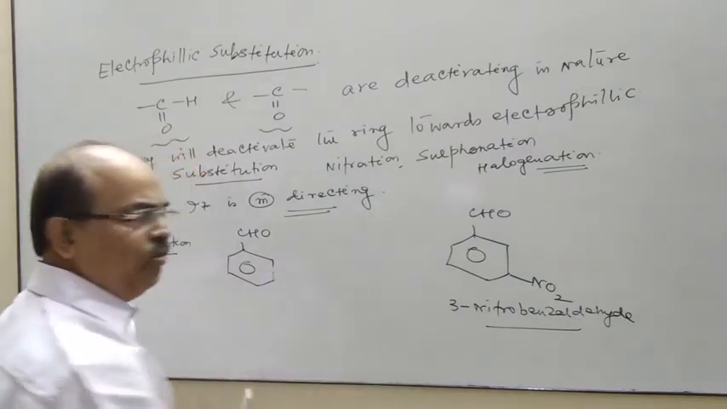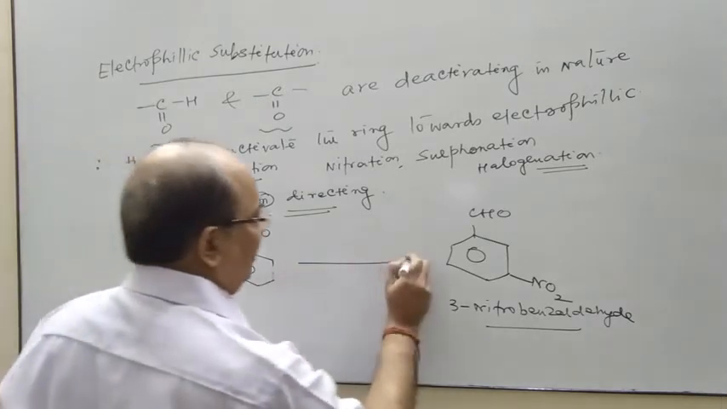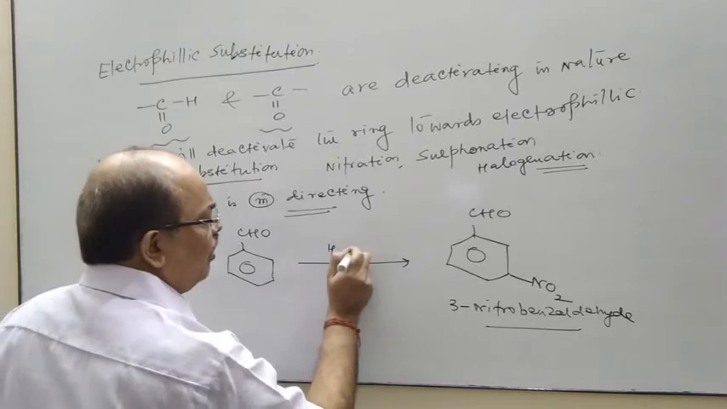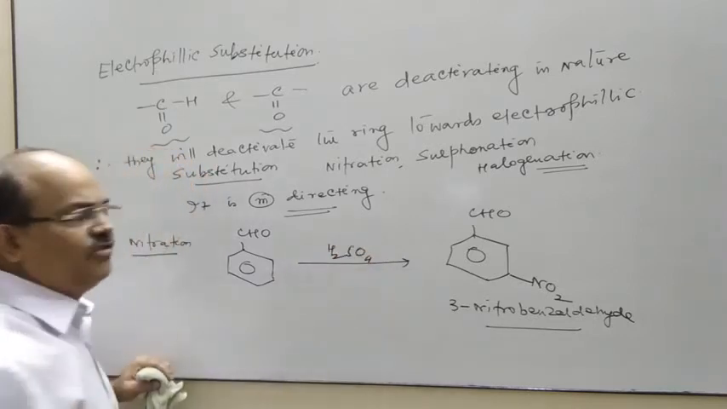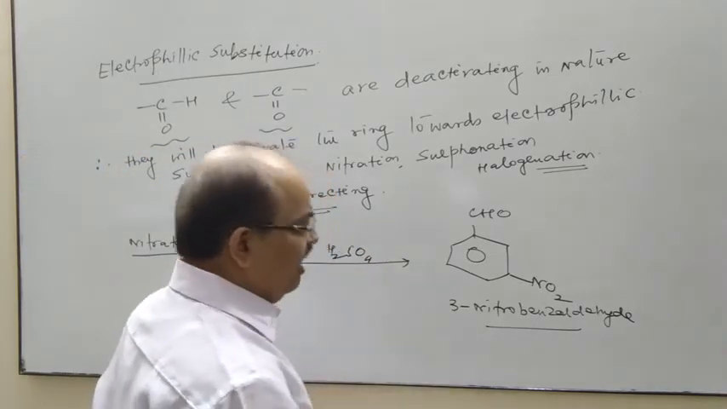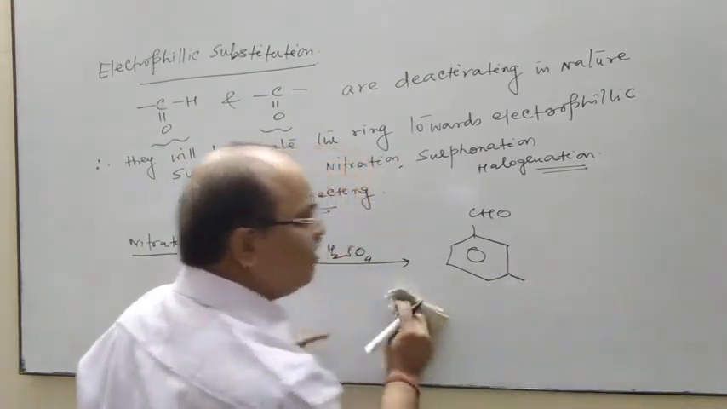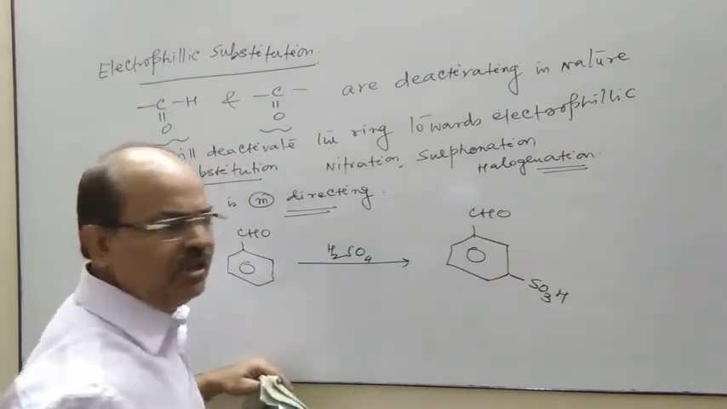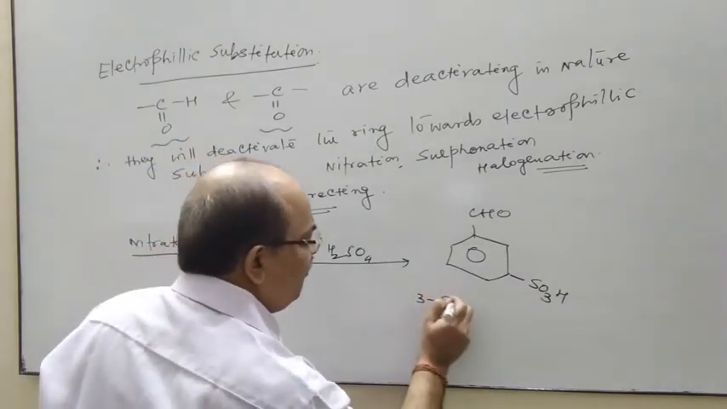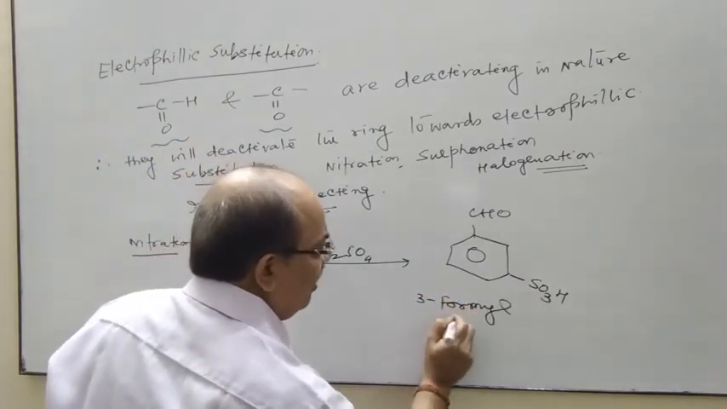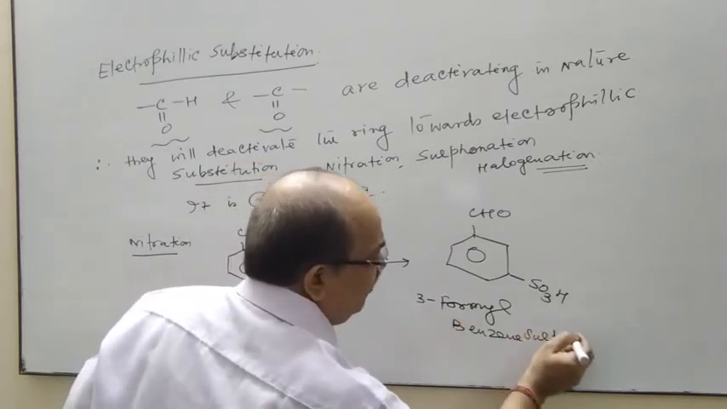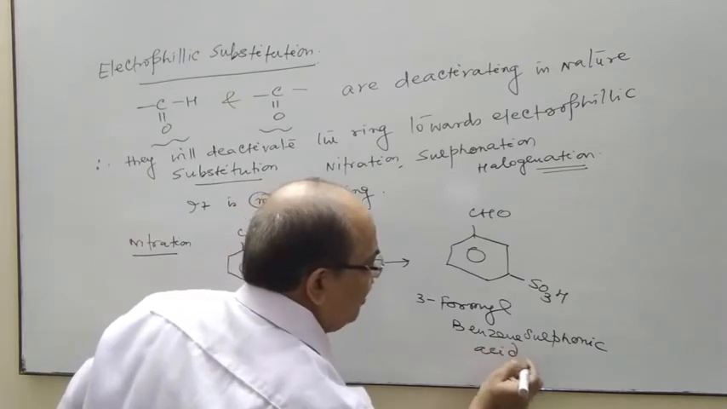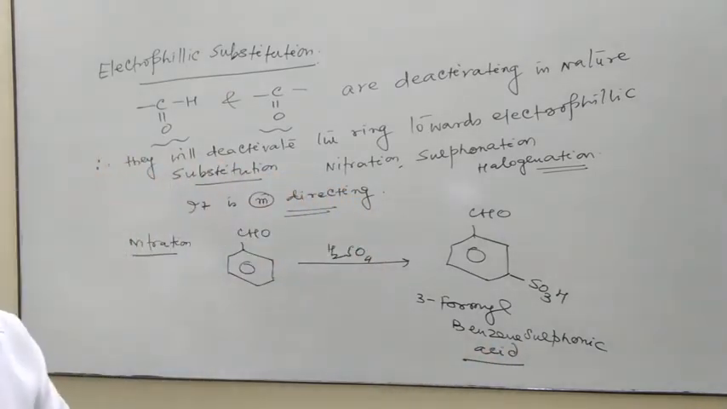Let us suppose sulfonation. What happens when there is sulfonation? In case of sulfonation, simply we use sulfuric acid, that is H2SO4. So in place of the nitro group, we have the sulfonic acid group. This is 3-formyl benzene sulfonic acid.